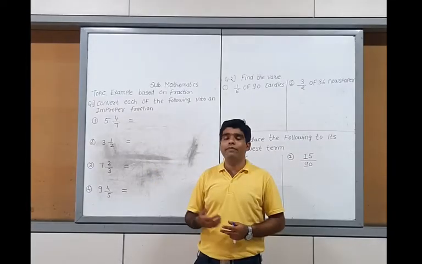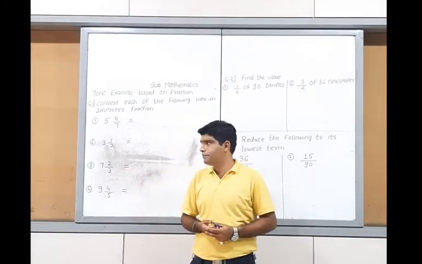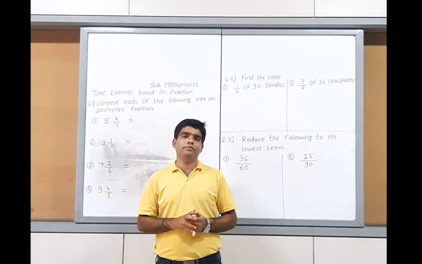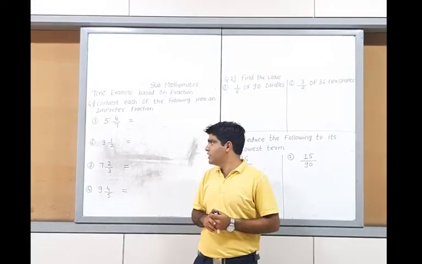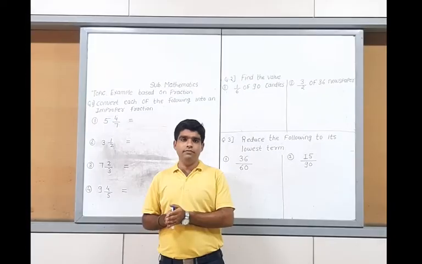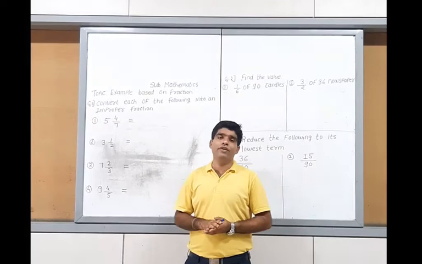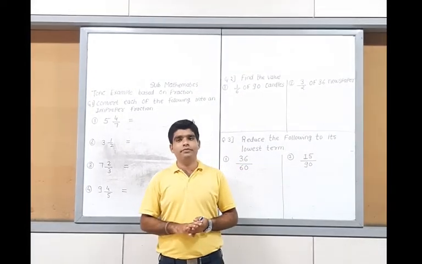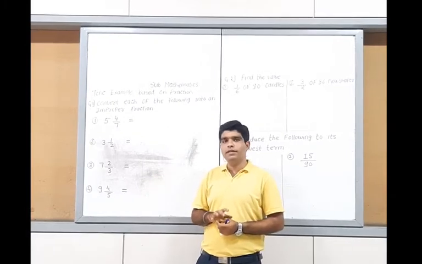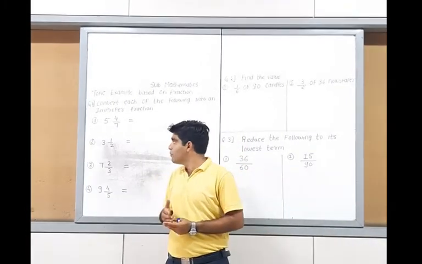First of all, among the types of fractions, we have defined a proper fraction and an improper fraction. A proper fraction means what? A fraction in which the numerator is less than the denominator is called a proper fraction. Similarly, we defined the improper fraction: the numerator is greater than the denominator. This type of fraction is called an improper fraction.